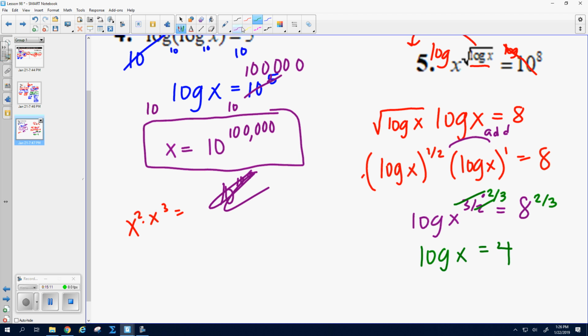All right, then we can get rid of this last log by exponentiating. And we get 10 to the 4th power, or that would be with 4 zeros, 10,000.